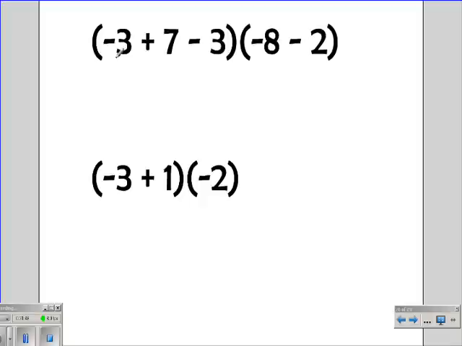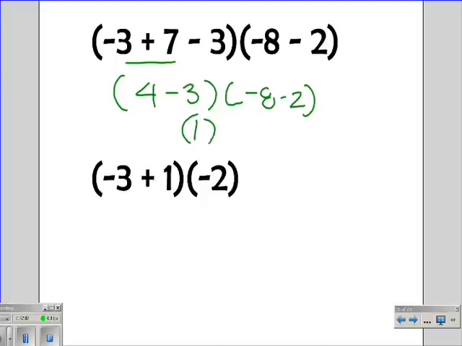Alright, joining you again. Let's take a look here. I'm going to be working in this parenthesis first, and then I'll be multiplying after I do what's in both parentheses. So negative 3 plus 7 will give me 4. And I have the negative 8 minus 2. So I have 4 minus 3 is 1. Negative 8 minus 2 is negative 10. Multiplication identity property, anything times 1 is itself, therefore this is negative 10.